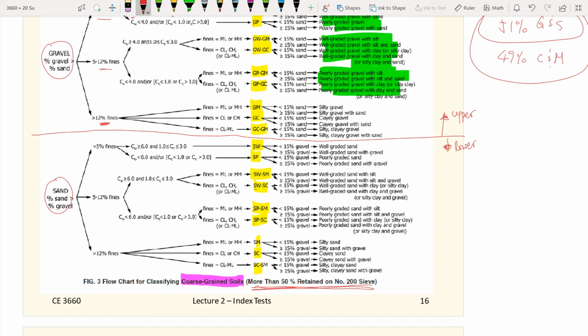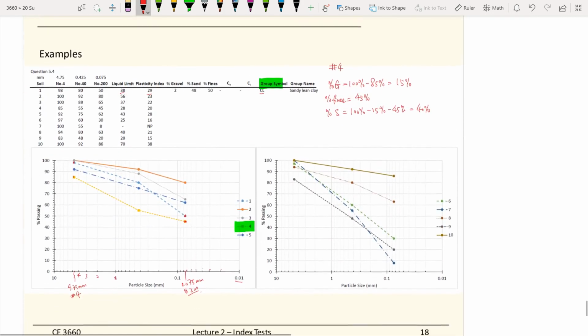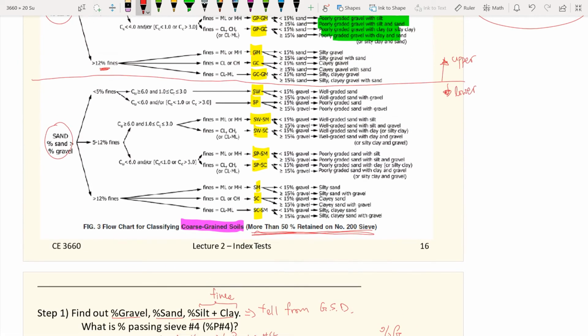If we use this chart, let's walk through this. We have percent fines equal to 45% for this case, which is greater than 12%. So we go to this branch, the lower branch. One more time, we have 45% fines, greater than 12%, so we should go here. And the next question is about the fines that you have.